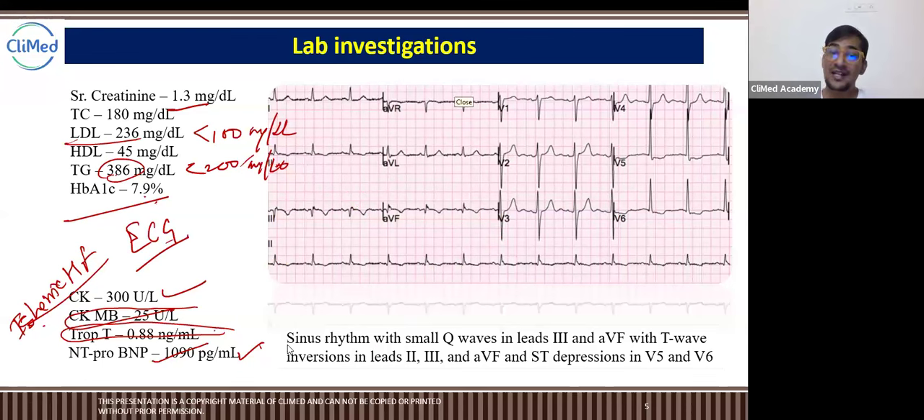Why is it anterior wall MI? Can someone tell me why it is anterior wall MI? I'm not even asking about anterior wall MI. What type of MI is this, guys? Can someone tell me? Yes, STEMI. Okay, ST elevation MI.